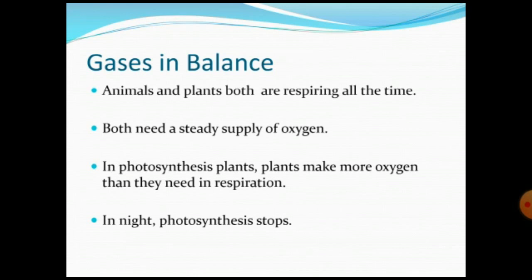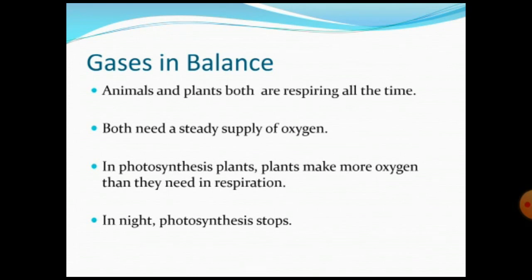Animals and plants both are respiring all the time. Yes, both of them are respiring. It means that they are breaking down their food and releasing energy, expelling carbon dioxide and water from their body and using oxygen. They both need a steady supply of oxygen because in the process of respiration, all living things need oxygen to break down food. So, a continuous supply of oxygen is required by all living things.